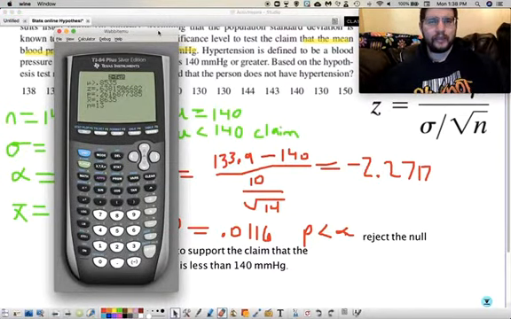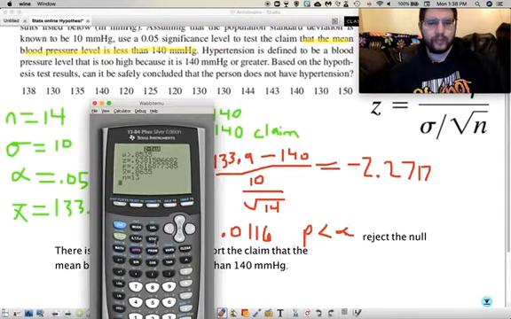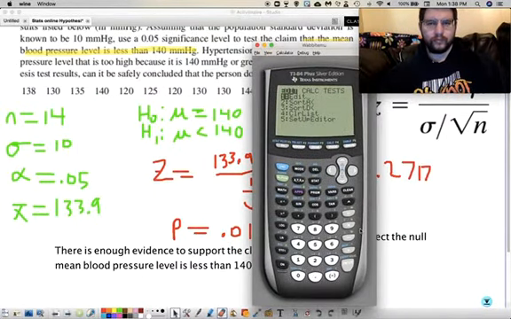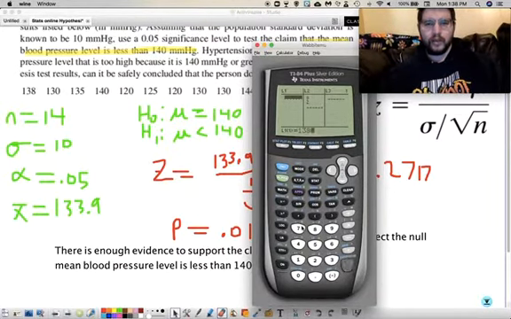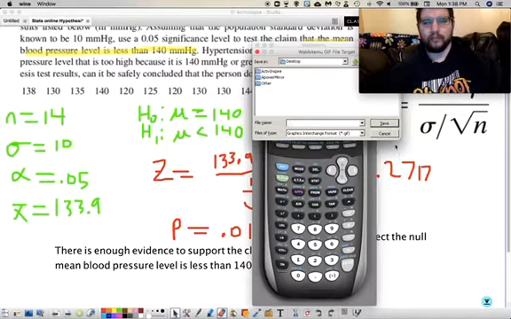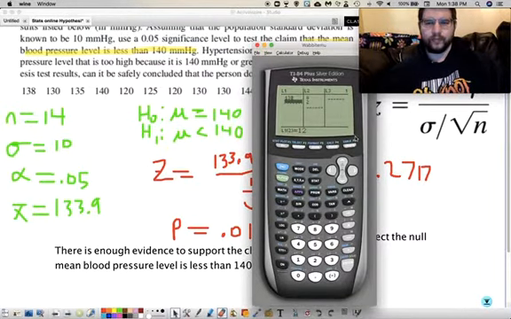I'm actually going to type all this data in again. So to do that, the first thing we do is type in this data. Stat, edit. And then just clear that list, go to the top, hit clear and enter, and there we go. 138, 130, oh, I hate that.